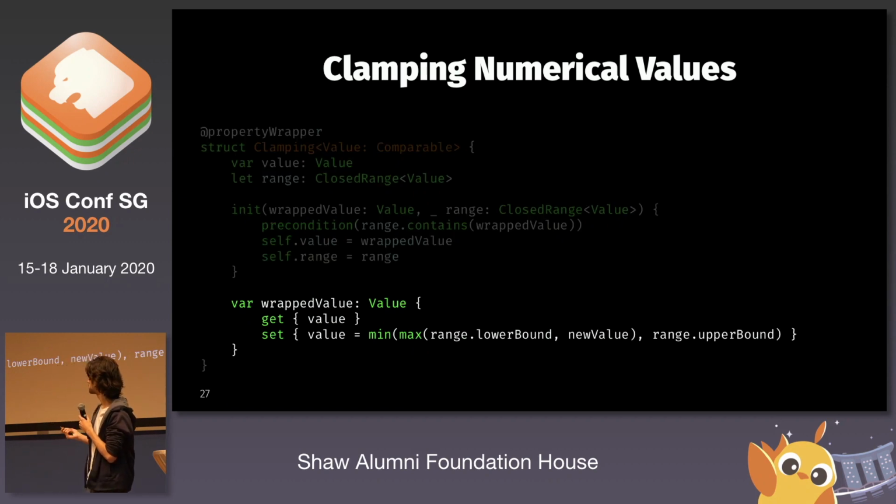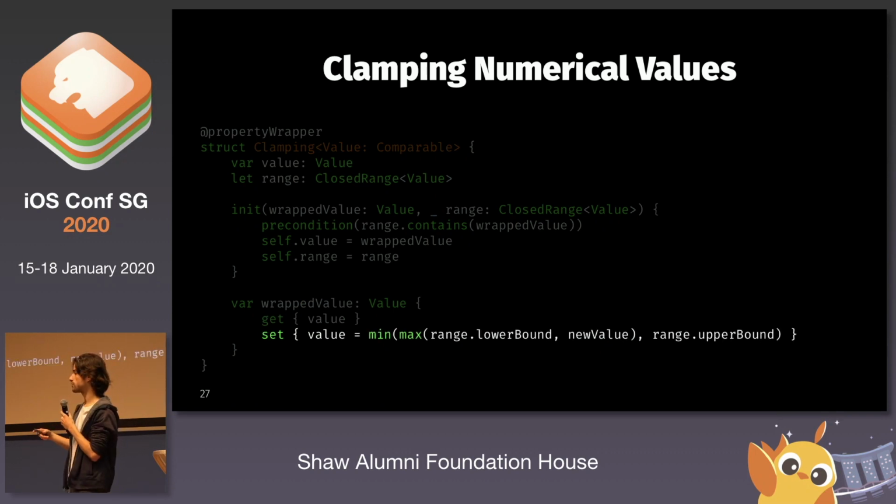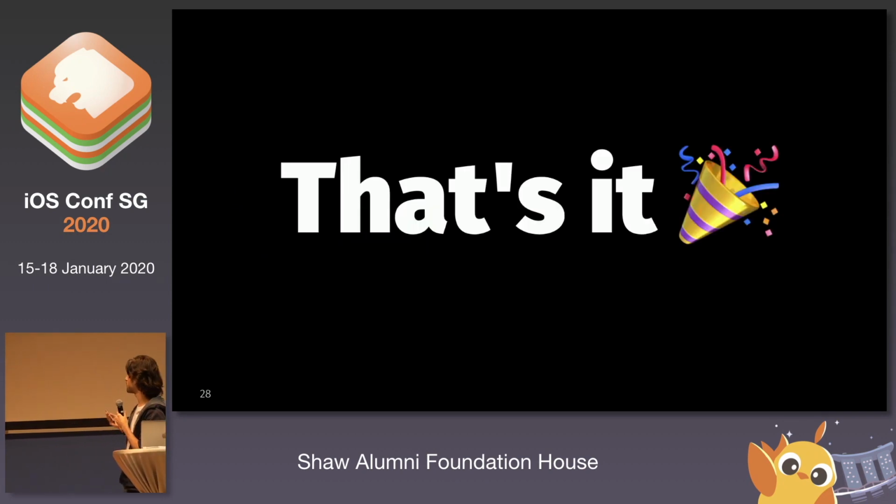Yeah, the getter, pretty straightforward. We just return the value. And inside the setter, this is where we are going to run the custom logic that we want to have inside our Clamping wrapper, which is that we take the new value and we make sure that it cannot go below the lower bound of the range or above the upper bound of the range. That's it. With this, we've implemented our first property wrapper, and now we can use it in our code.